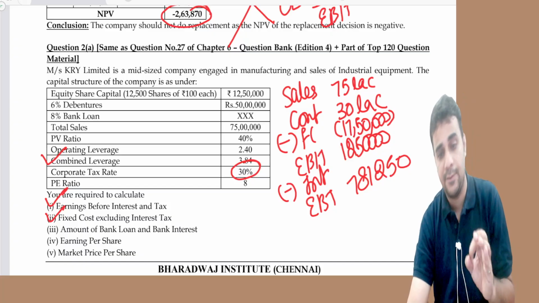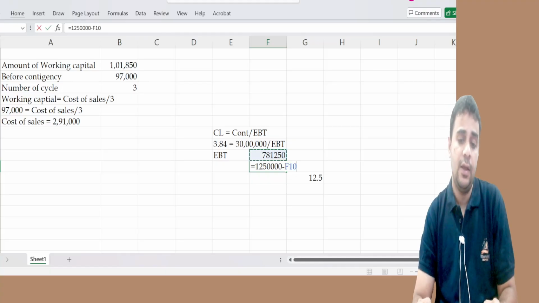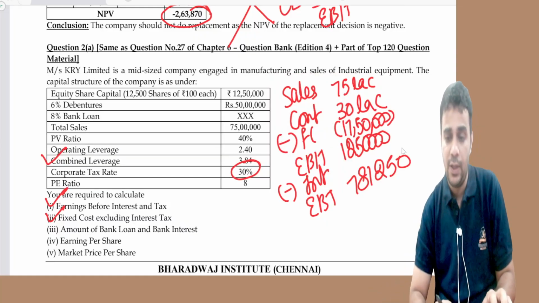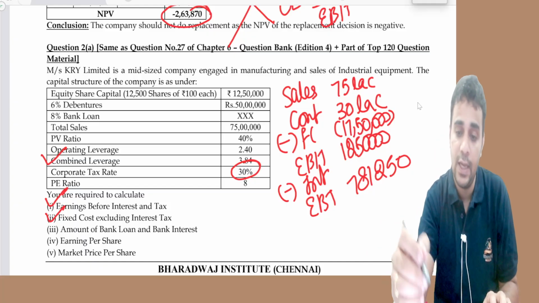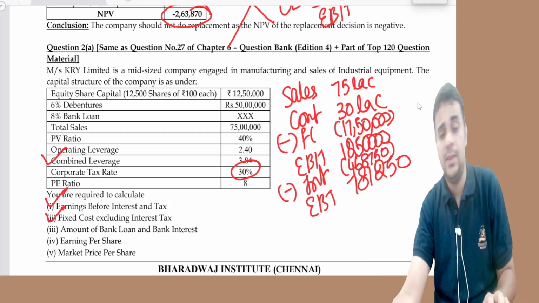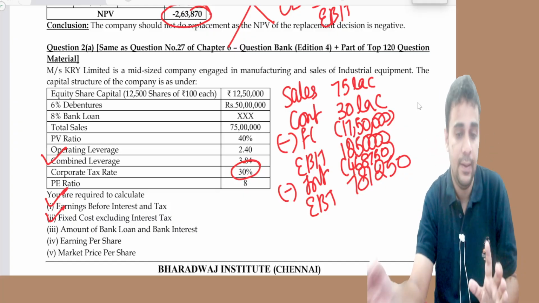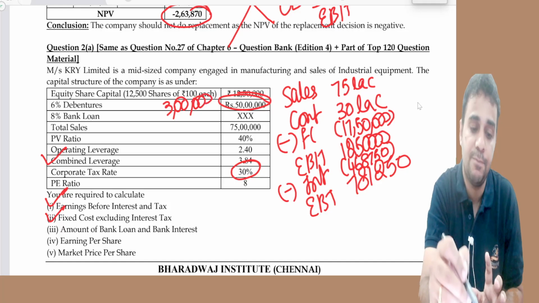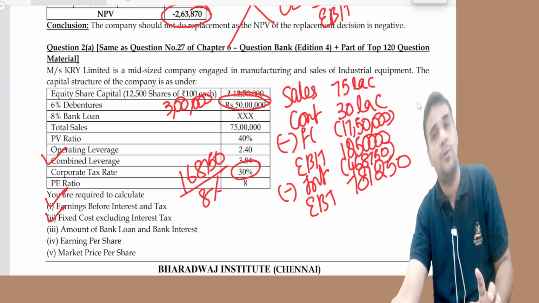Interest is the balancing figure. 12,50,000 minus 781,250 gives 468,750. 468,750 is the interest figure. In this 468,750, I have already interest on debenture, which is 3 lakh. Balance is bank loan interest 168,750, and divide by 8% is the amount of bank loan.